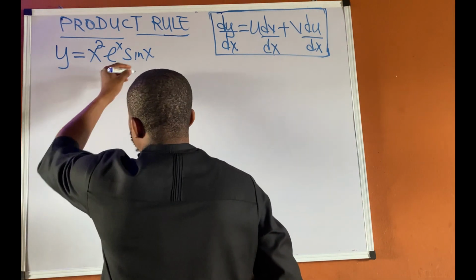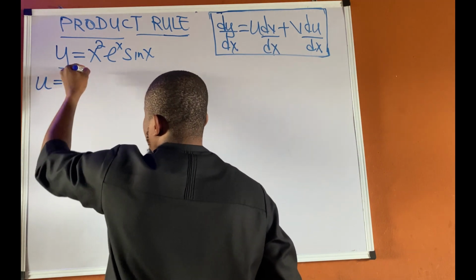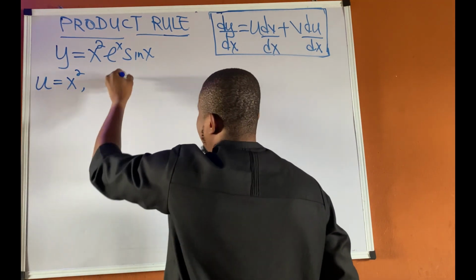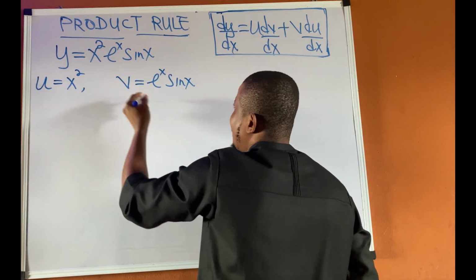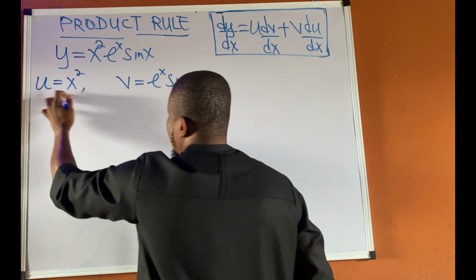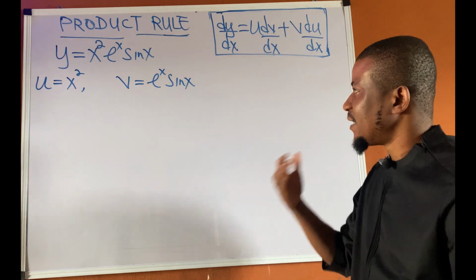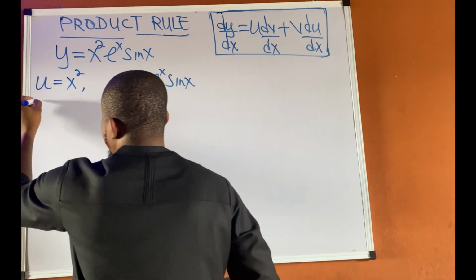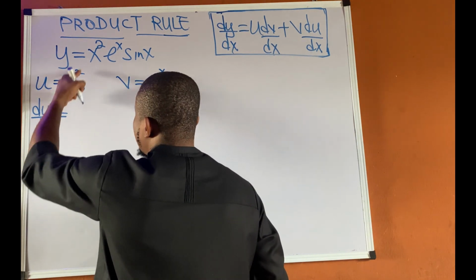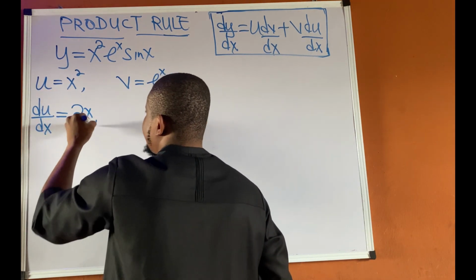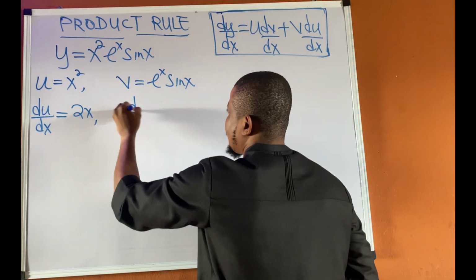So, for product rule, we need to find our u. Let me call this one u, x squared. And we also need to get our v. Let me call this one v. So I combine these two as v and then this one as u. Alright, that's the first step of product rule. The next thing is to find our du dx, which is when you differentiate x squared, you have 2x. Alright, the next thing is to find our dv dx.